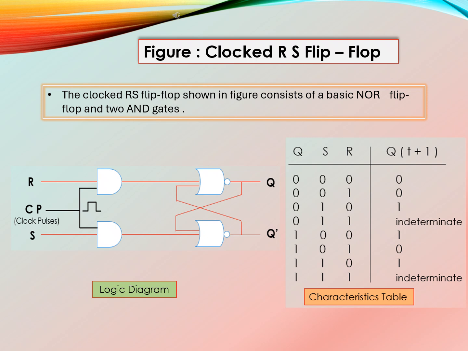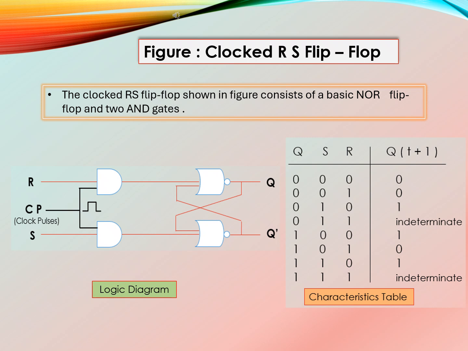Now, we will understand the logic diagram of the RS flip-flop. Before understanding the logic diagram, we have to know the components. The circuit includes two AND gates and one basic NOR-based RS latch. The inputs to this flip-flop are, first of all, S to set the output to 1, R for reset to reset the output to 0, and clock which controls when the flip-flop can change state. The outputs are Q, the main output, and Q prime, the complement of Q.